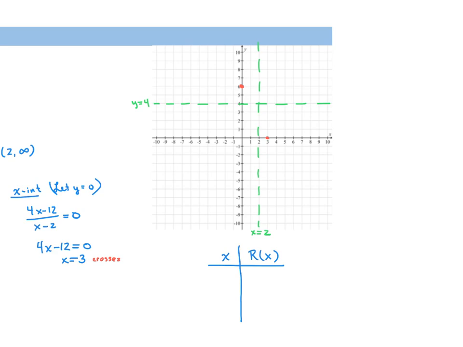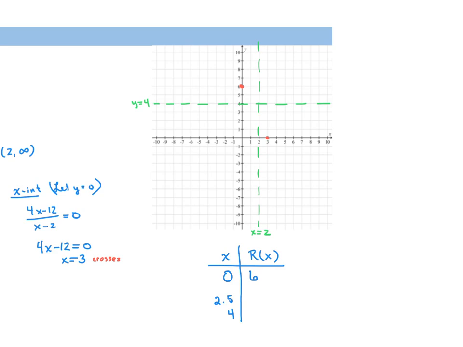So to the left of 2, we already have one. We found the y-intercept, 0, 6. So no need to do extra work there. Between 2 and 3, we can choose 2.5. And then to the right of 3, we can choose a value like 4.